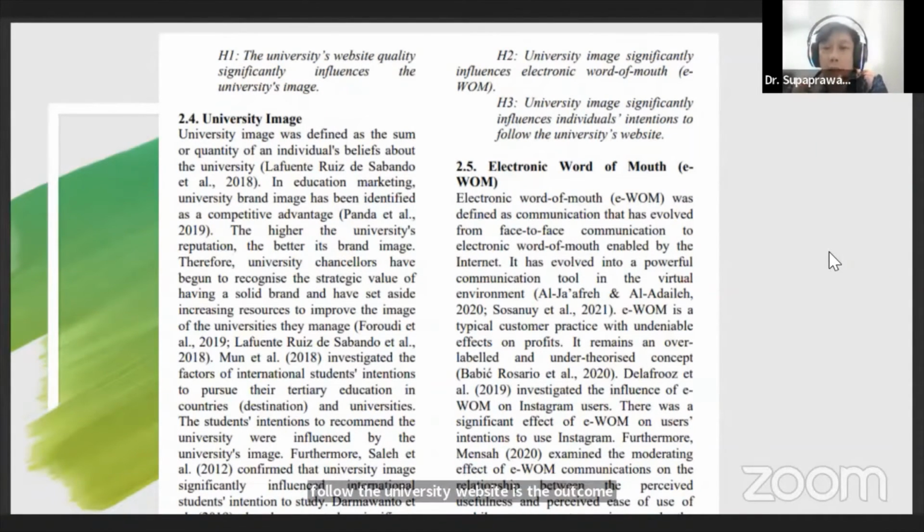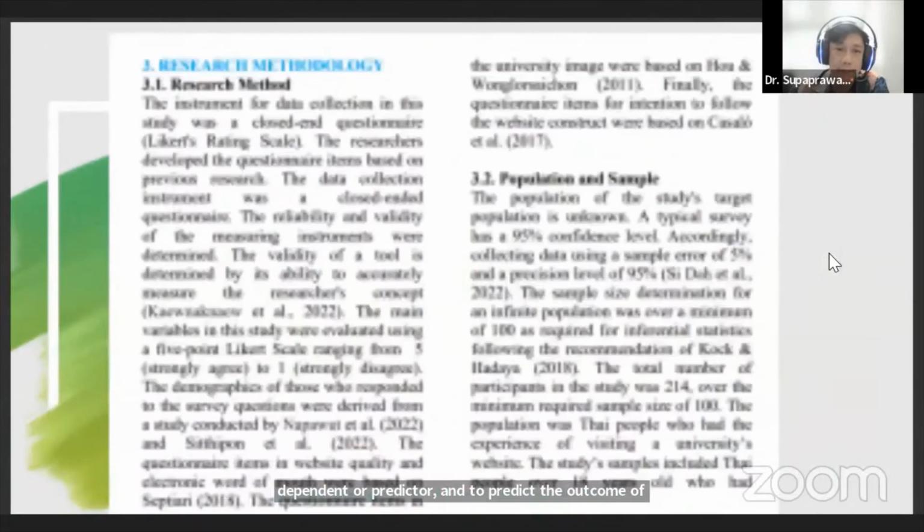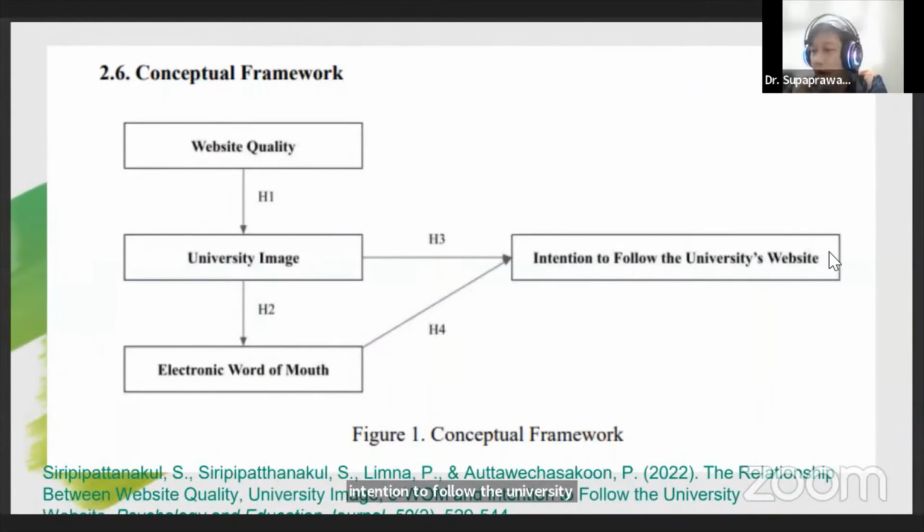And when you write about the variable, you start from the definition, followed by the importance of the variable, then you write the relationship between the independent or predictor variable and the outcome, the intention to follow the university website. And this is the example of the conceptual framework.